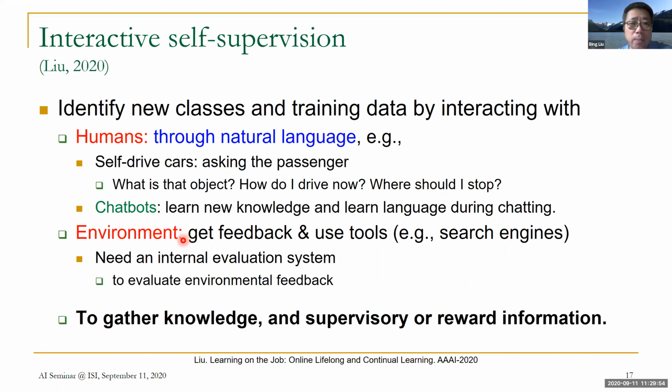Of course you also get feedback from the environment. But getting it from the environment can sometimes be dangerous in some situations. If you just use search tools, search engines, this is probably okay. But if you get environment feedback in self-driving cars, you have to be very careful. Don't hit people, don't damage the car itself. That means you need an internal evaluation system. Human beings have a very rich set of evaluations. We know what is good for us, in order to survive and to benefit from all the situations. Essentially, the goal is to gather knowledge, supervision and reward information.